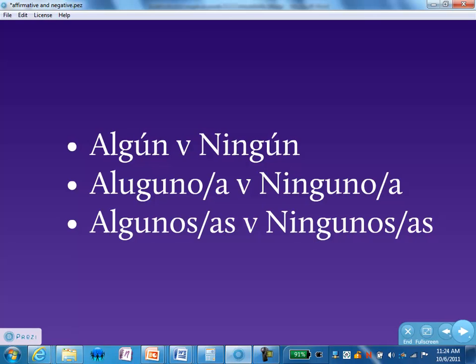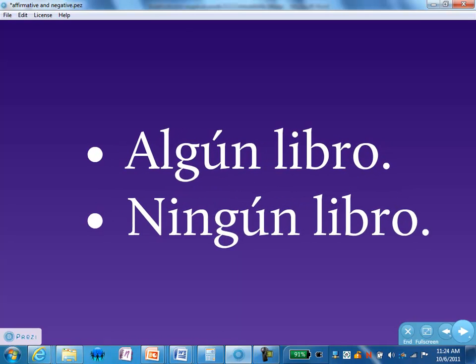What about the words algún, alguno, alguna, algunos, algunas, ningún, ninguno, ninguna, ningunos, and ningunas? All of these words will be used before a noun, which means that they must agree with the noun in number and gender. So when you're using algún and ningún, the only time that you'll use it is before a singular masculine noun. So you have algún libro, some book, ningún libro, no book. You will never say alguno libro or ninguno libro. You must be sure to drop that O before the masculine singular noun.